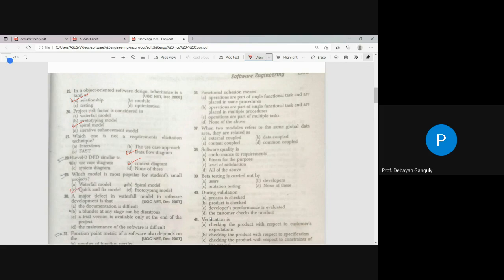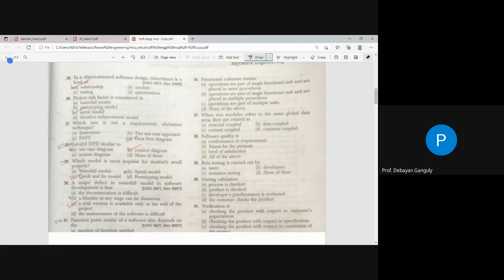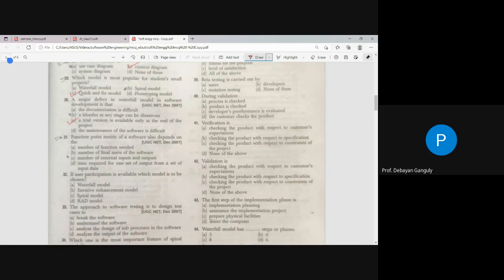A major defect in the waterfall model in software development is that a trial version is available only at the end of the project. That is the problem. Function point metric, there are 14 different function points. Function point metric of a software also depends on, of course, the number of external inputs and outputs. If user participation is available, which model is to be chosen?